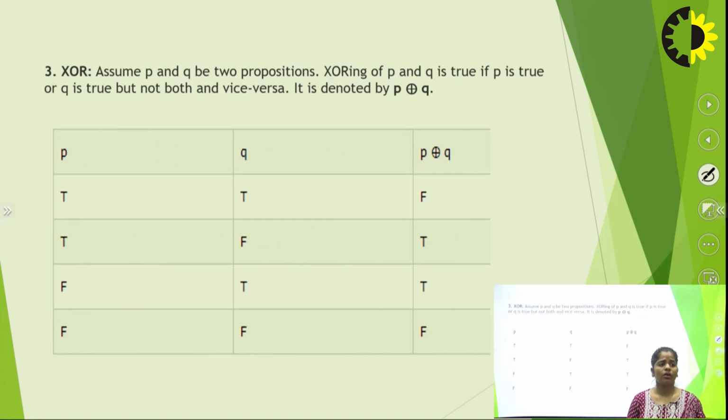XOR, basically XORing of P and Q is true if P is true and Q is false, or vice versa, but not both, right? And it is represented here, right? So XOR is basically the NOT of biconditional, meaning if we have the same input, at that time we have false output, otherwise we have true output.